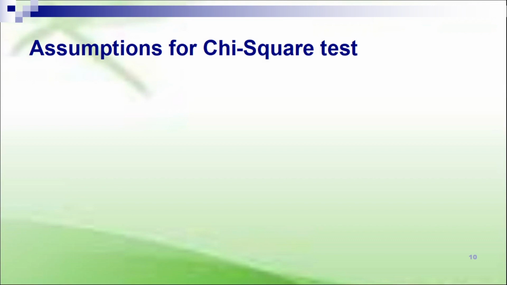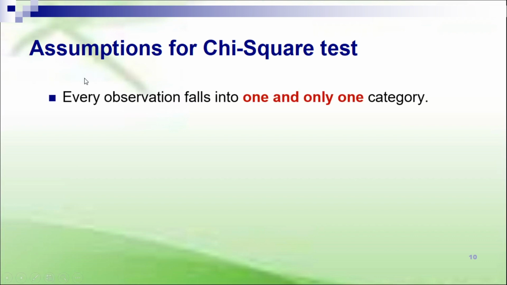Then see the assumptions for the chi-square test. Prior to applying the chi-square test, we need to test these conditions. Every observation falls into one and only one category. Earlier we said that we are going to use the contingency table approach. That means we consider two qualitative variables, a two-way table.